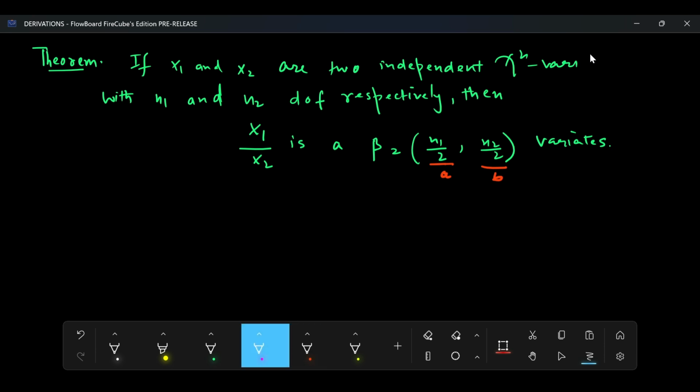As you remember, if x1 follows normal 0 comma 1, x2 follows normal 0 comma 1, then the ratio of x1 to x2 follows Cauchy 0 comma 1. Same, we can prove this by the transformation. Also we can prove this by Jacobian transformation. Here we are using again the Jacobian transformation.